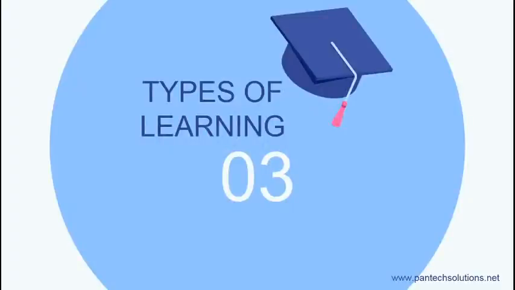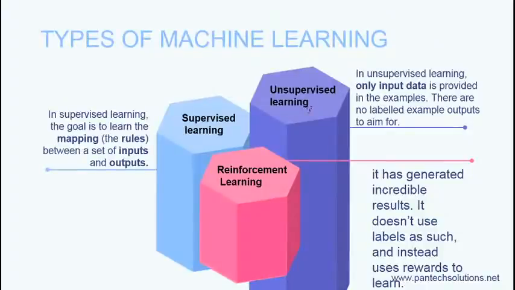So types of machine learning. Totally we have three types. One is supervised learning, another one is unsupervised learning, another one is reinforcement learning, okay. So supervised learning is nothing but we have a data, and we have an output also, okay.